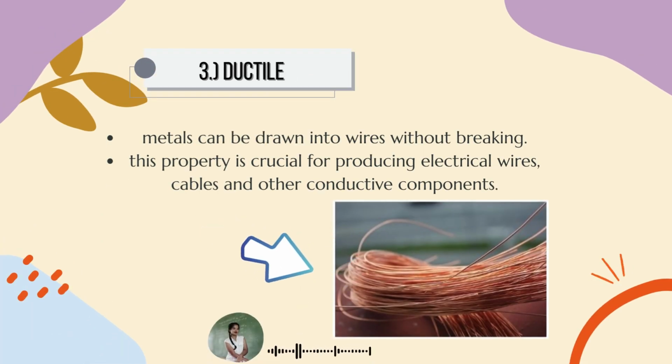And then, the third physical property is ductile. Metals can be drawn into wires without breaking. This property is crucial for producing electrical wires, cables, and other conductive components. As the arrow in the video points out, we can see wires, and that is an example of ductile.